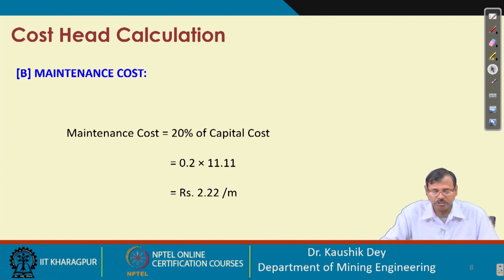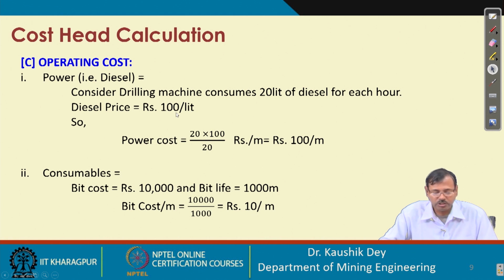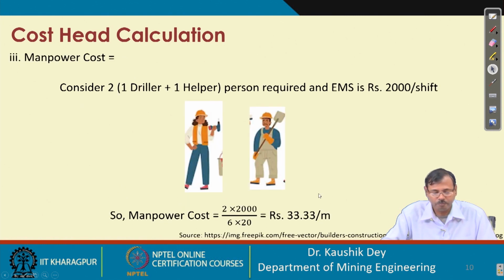Maintenance cost we have considered 20% as the machine is diesel operated. So, considering 22%, it is 2 rupees 22 paisa per meter. Power cost: the diesel price is 100 rupees, 20 liters per hour is the diesel consumption and 20 meters per hour is the performance found. So, that is why it is 20 into 100 divided by 20. So, 100 rupees per meter is the fuel cost. Similarly, bit cost is coming 10,000 rupees by 1000, 10 rupees per meter.